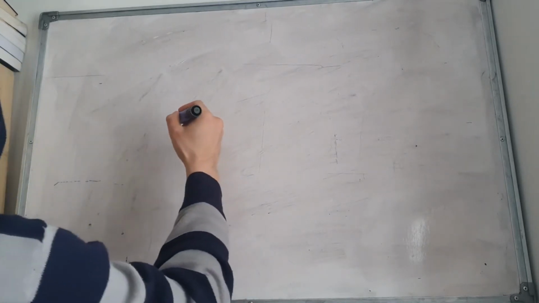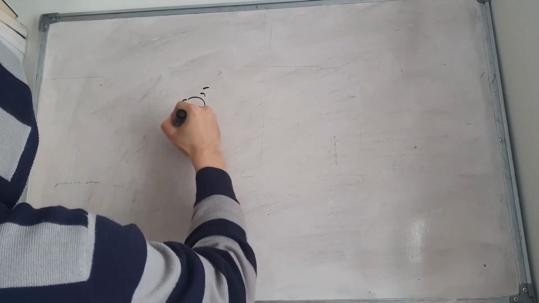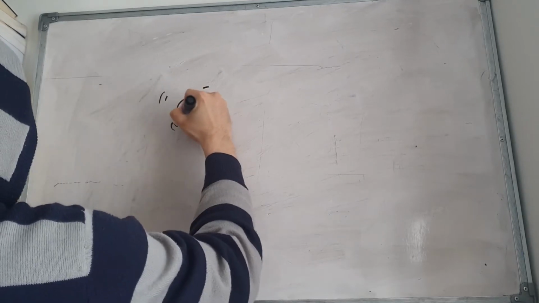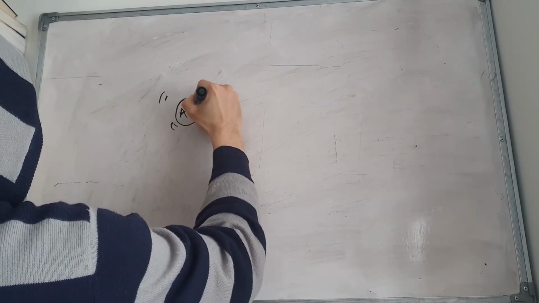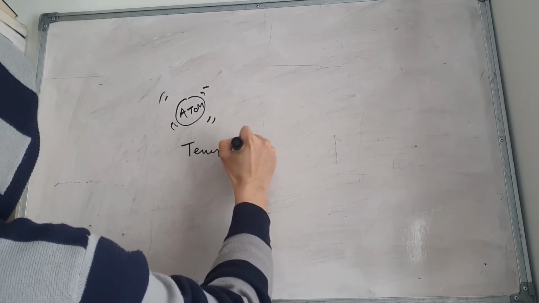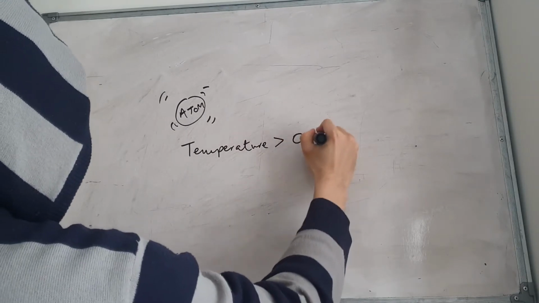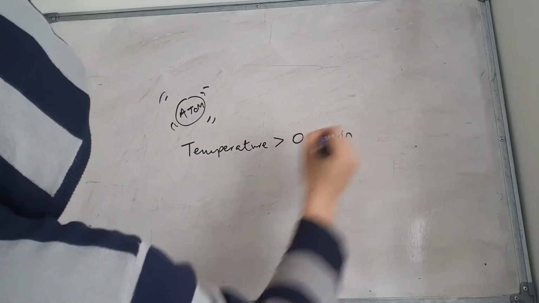We're going to be talking about thermal imaging cameras and how objects radiate electromagnetic radiation. So let's have a look. Here we have an atom that's vibrating, and it is at a temperature of greater than 0 Kelvin. If it's greater than 0 Kelvin, that means it must have kinetic energy.